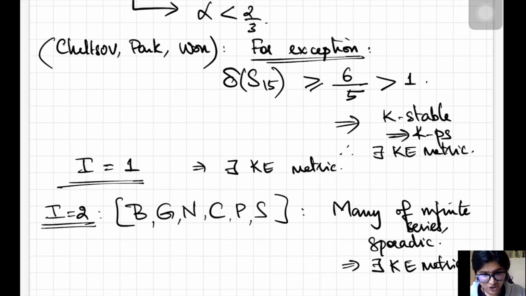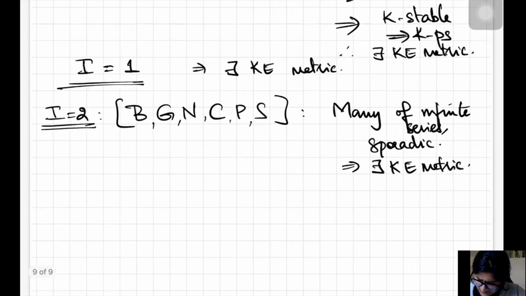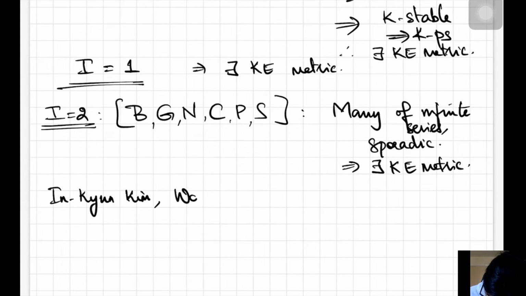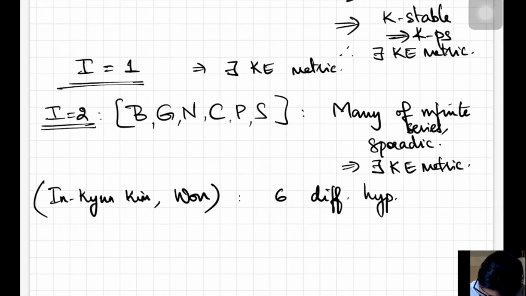So they came up with the conjecture that basically stated that if my index is 2, then it looks like there's always going to be a Kähler-Einstein metric. But this was disproven pretty recently by In-Kyun, my collaborators, and Won in their work. They gave 6 different hypersurfaces for which there does not exist a Kähler-Einstein metric. And this is in the case of index 2.